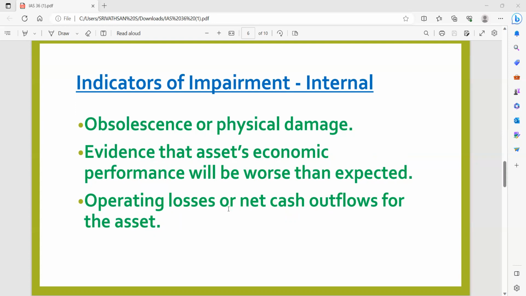And operating losses or net cash outflows for the asset. So for example, let's say that you have a machine and you are incurring a lot of repairs and maintenance expense on that machine. So it means that the economic performance of the machine has come down. So in such cases, you need to book an impairment loss.